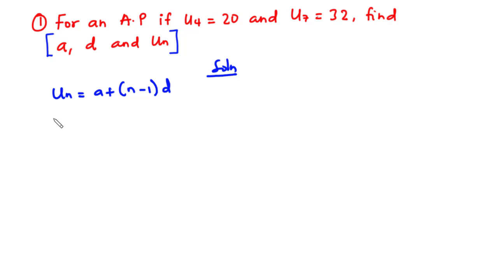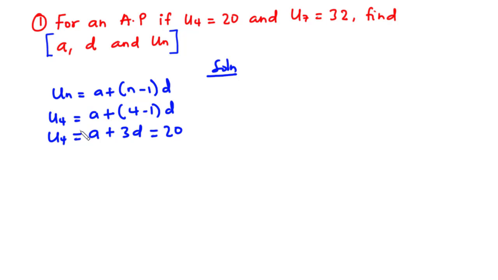So using this formula, we have u4 equals a plus, now wherever you see n, we are going to replace that with 4. So we have 4 minus 1 times d. So u4 is equal to a plus, now 4 minus 1 is 3. So we have 3 times d, which is 3d. So u4 is equal to a plus 3d, and then u4 is equal to 20. So let's call this equation 1.